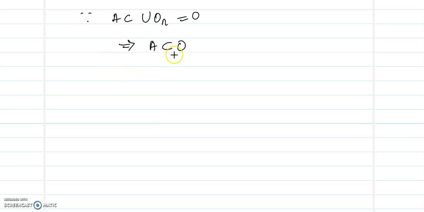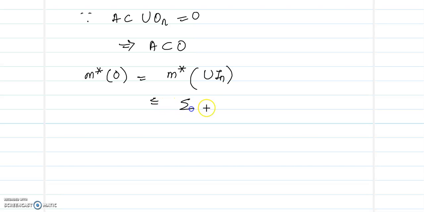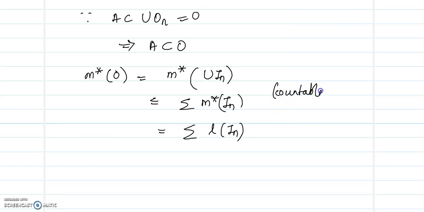Okay. So A is contained in O and now we need to show that m star of O is less than or equal to m star of A plus epsilon. Now m star of O is equal to m star of the union of I n. By the subadditive property, this will be less than or equal to the summation of m star of I n. Now the I n are open intervals, so the outer measure is the length of the interval. So this is equal to the summation of the length of I n. This is by countable subadditivity.